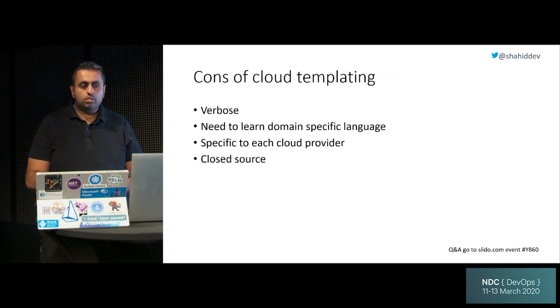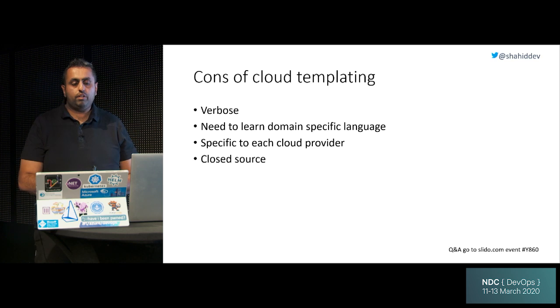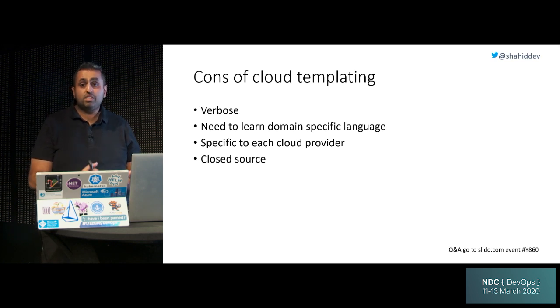There are some downsides to cloud templating, and we'll spend a bit longer on these in a few minutes as well. First thing is they're verbose. You saw that for creating essentially a single resource, we had a whole page of JSON. You also saw that even though it was JSON, there was some very domain-specific syntax in there. So we'd have to learn this particular syntax.